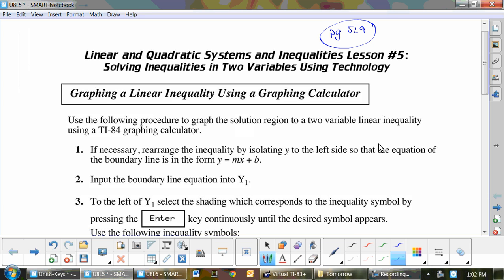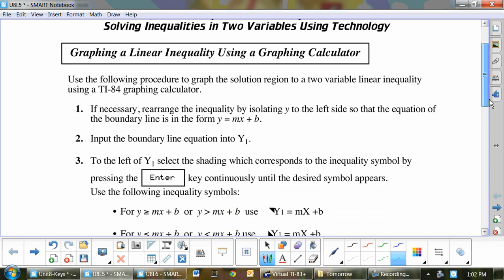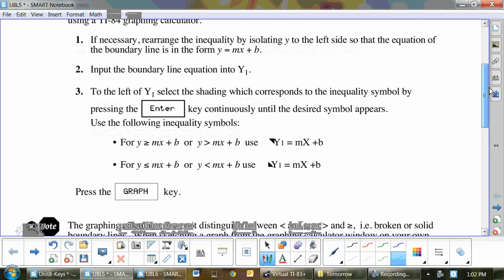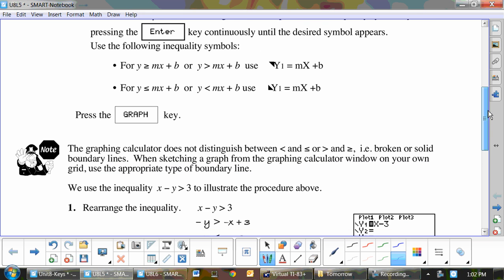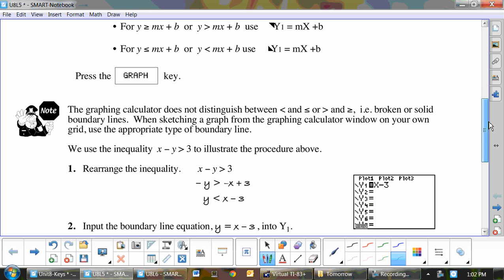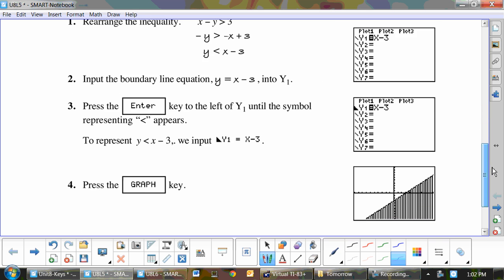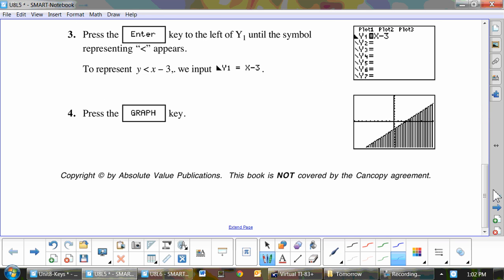Okay, so lesson number 5 is solving inequalities in two variables using technology. This is actually stuff we've all already covered. It's just notes about how to solve these problems using your calculator, which we've been doing all along. That's how we want to start every question. If you ever forget how to do this when you're doing your homework or studying, go to lesson number 5 to look at it.